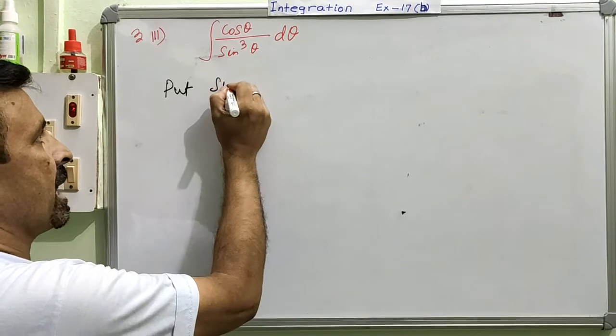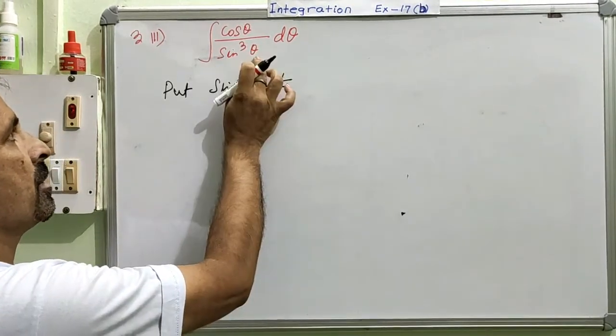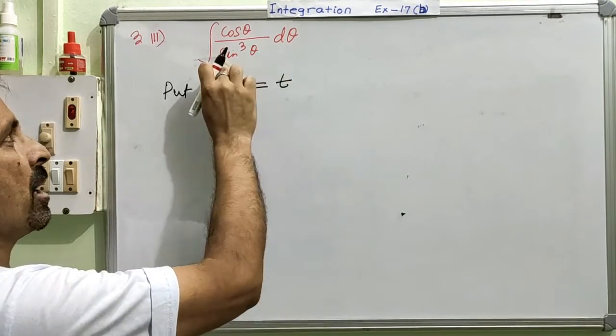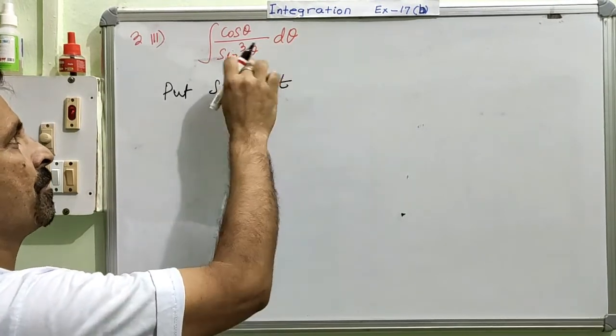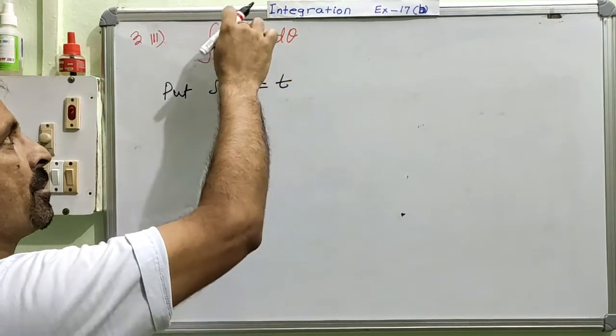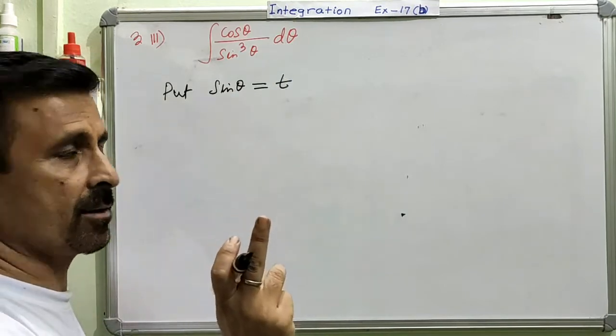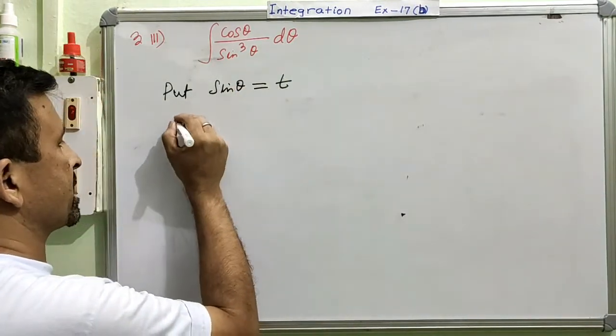The higher degree is sine cube theta, so we can say sine theta is equal to t. Now you have already assumed this, so it can be written as t to the power 3. Sine cube theta is replaced by t cube. Now what about the other things? Cos theta d theta. For that also we have to find the solution, therefore we are differentiating the given function.